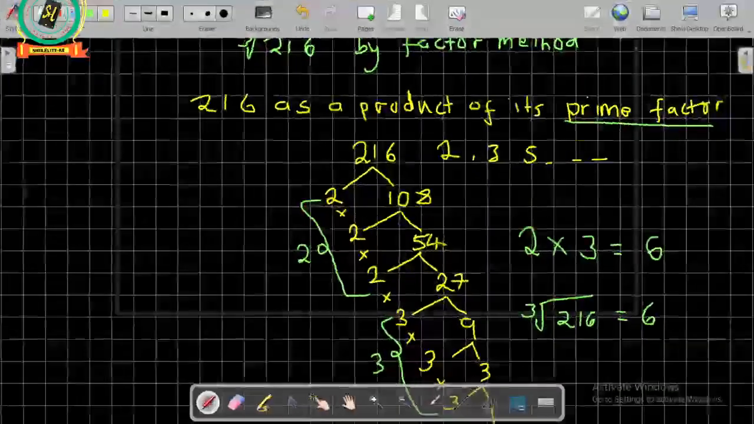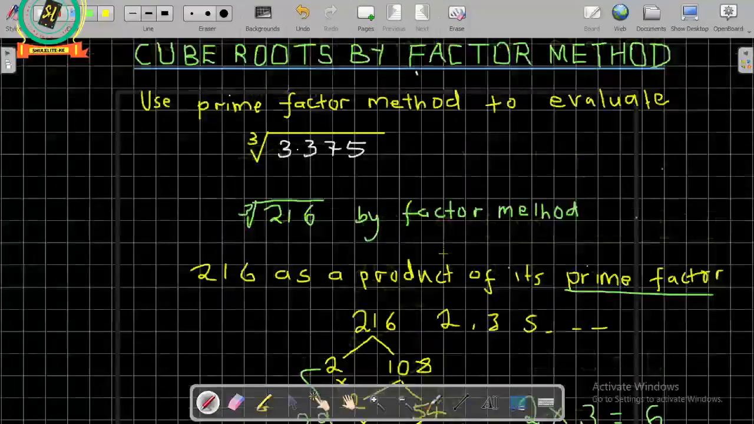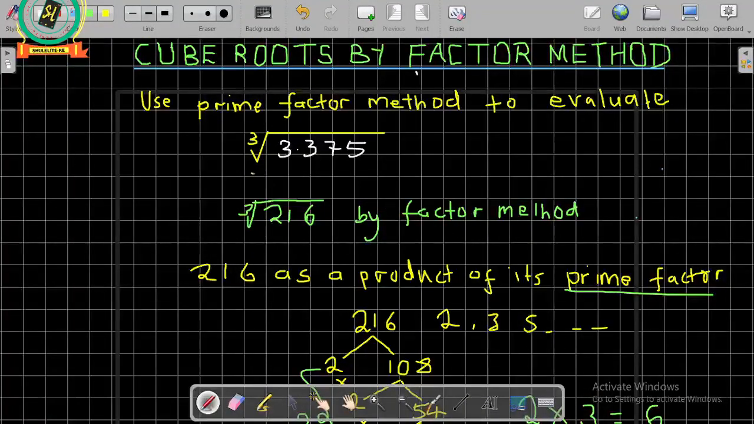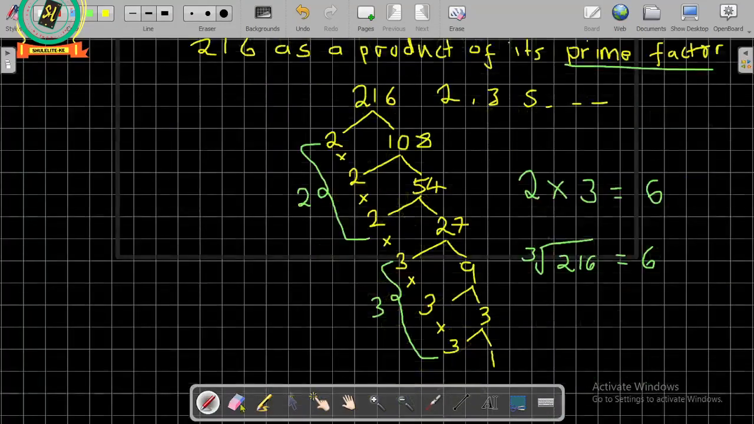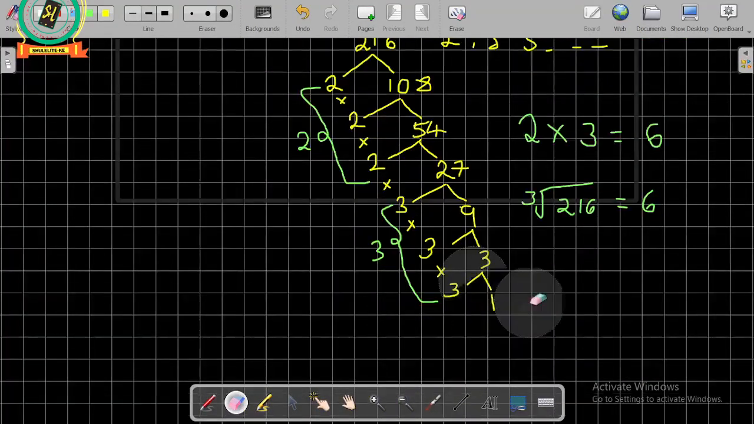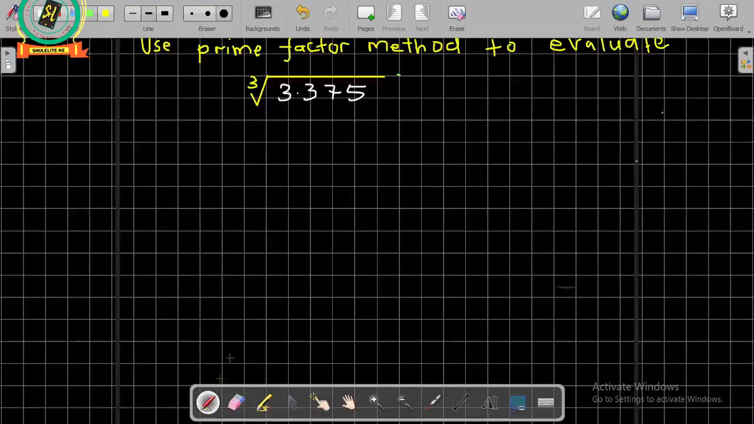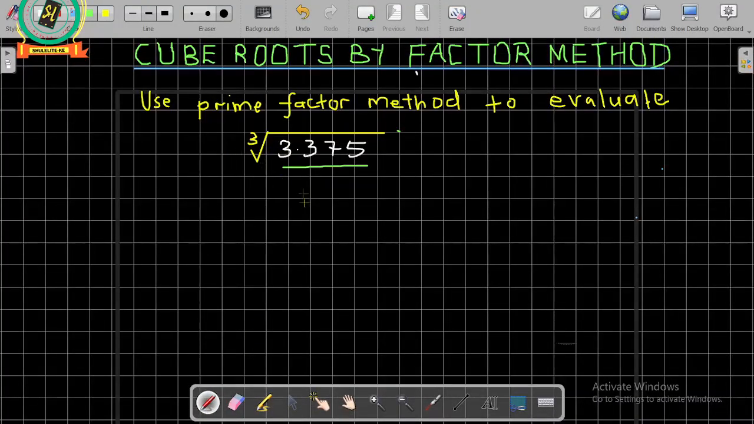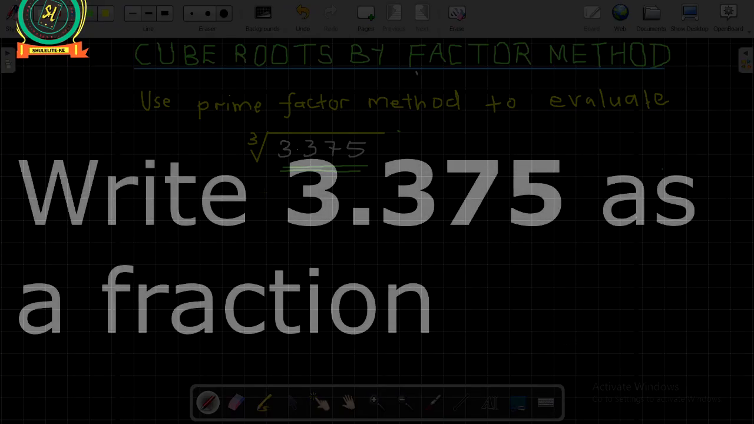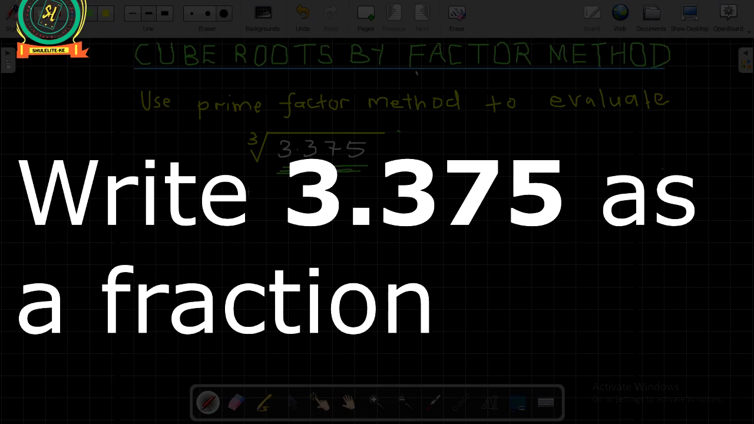Now, how do we use the same concept to evaluate this number here? So let me clean this board. Yeah, the board is cleaned. Now, looking at this number here, that is 3.375, it is a bit difficult to express it as a product of its prime factors. So what do we do? We simply convert this number into a number which is going to be much easier to work with.